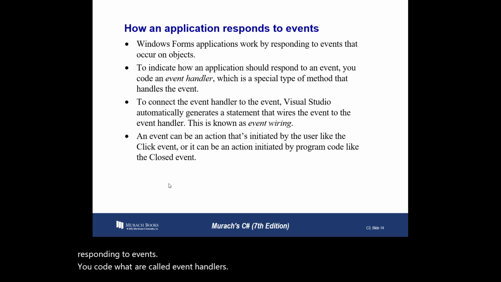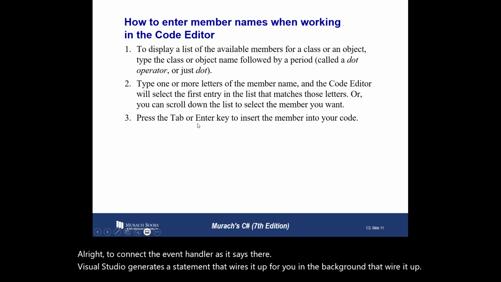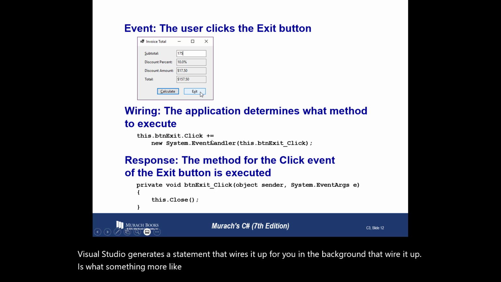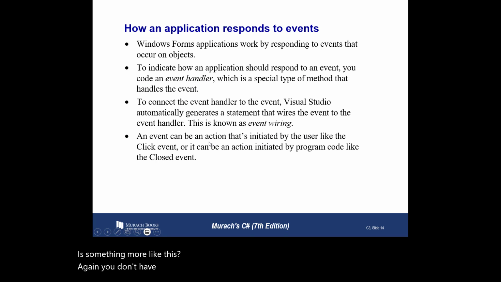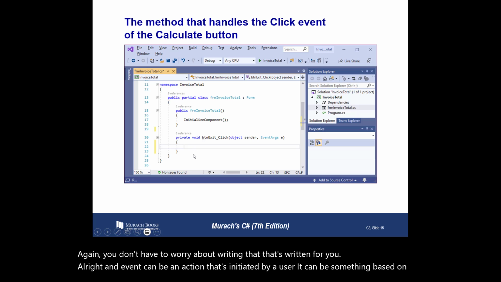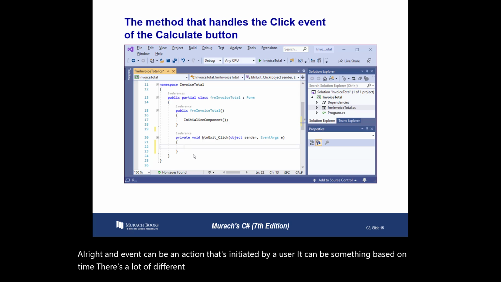To connect the event handler, as it says there, Visual Studio generates a statement that wires it up for you in the background. That wire-up is something more like this. And again, you don't have to worry about writing that. That's written for you. An event can be an action that's initiated by a user. It can be something based on time. There's a lot of different things that can make it happen.